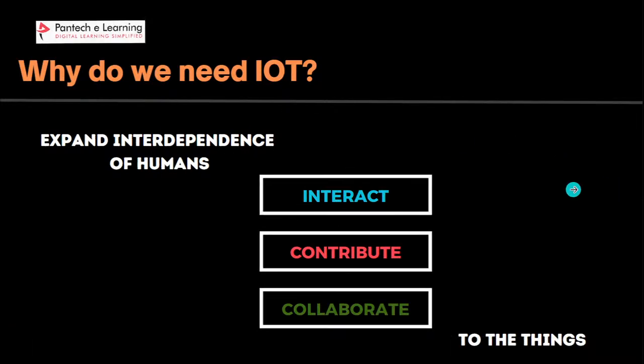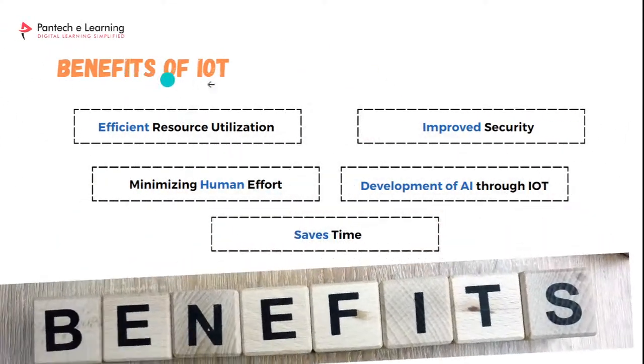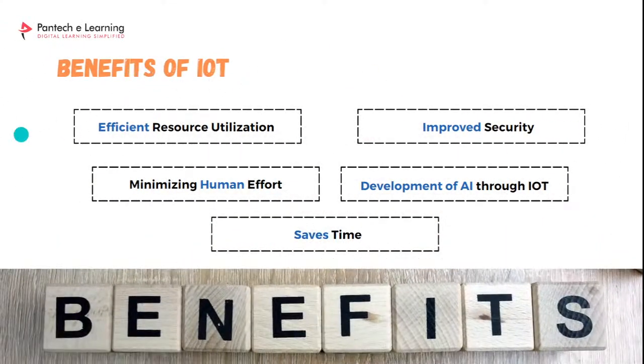So now let's move to the next slide, which is benefits of IoT. The first one is efficient resource utilization, that you could efficiently utilize the resources that are available. If I have a smart system which can interact with everything, if it has enough computational power, if it has enough understanding of how things work between each other, then the usage of the available resources will be more efficient as well, right?